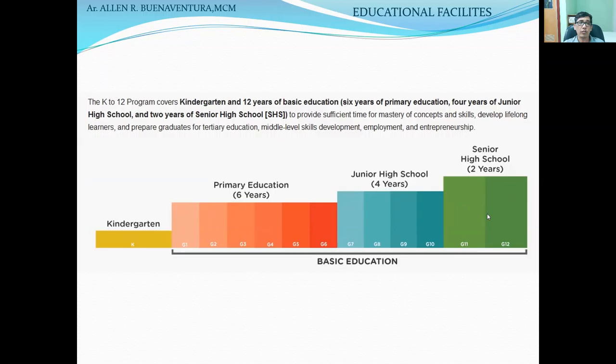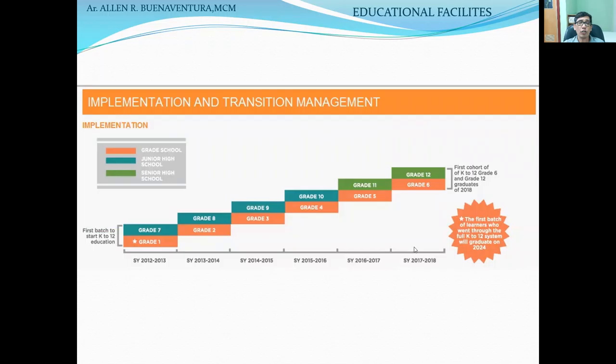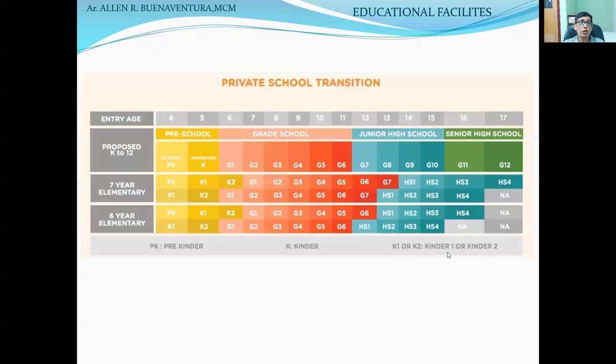No? The implementation of the K-12, the transition, will be fully implemented by 2018. The first batch who went through the K-12 system will graduate in 2024, okay? So the whole program from grade 1 to grade 12 will be graduating in 2024. So this is the transition in private school.